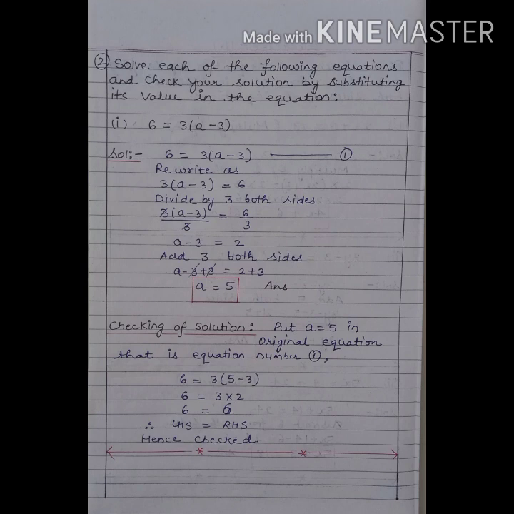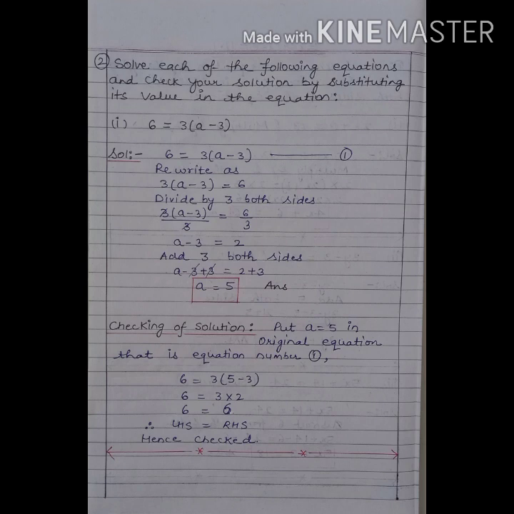Now we have to check this solution. As we already discussed the method of checking, what will we do? We will put the value of the answer in the given equation, the original equation. So we will put a = 5 in the original equation, that is, the equation which we have marked equation number 1. So by putting the value a = 5 in equation number 1, what will we get? 6 = 3(5 - 3).